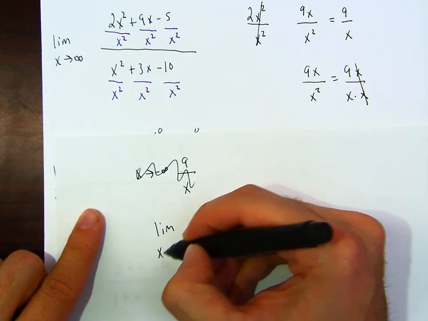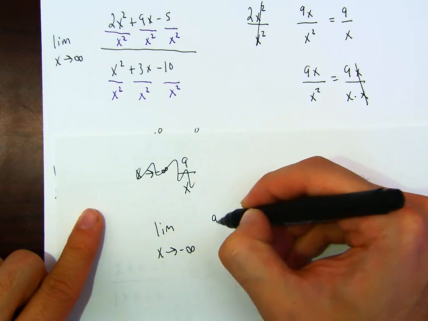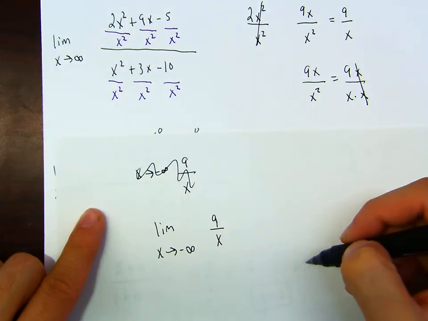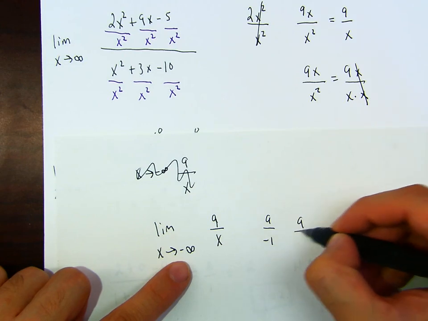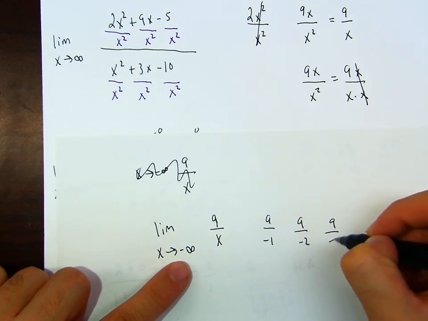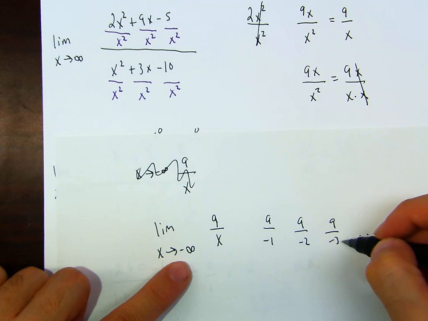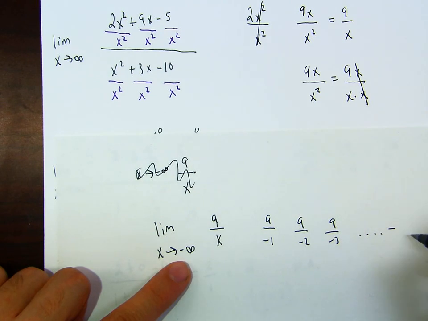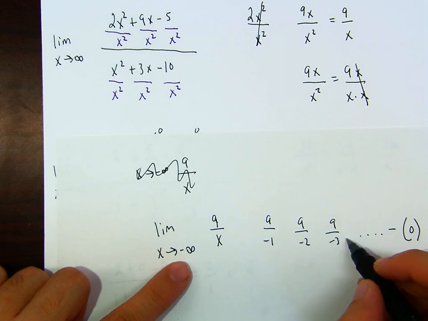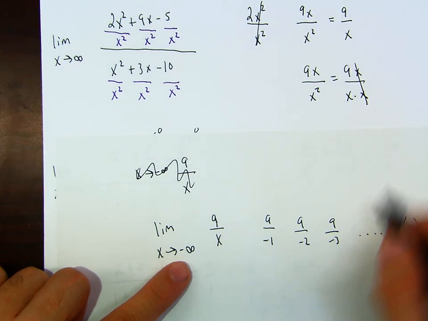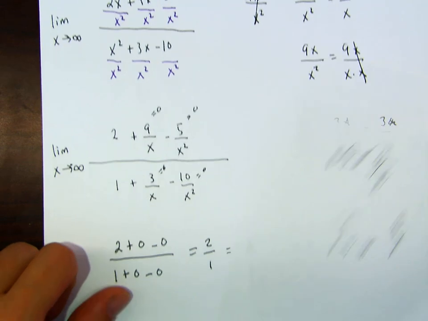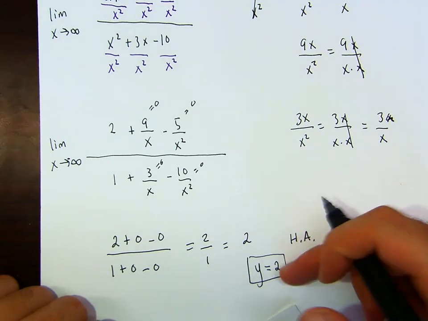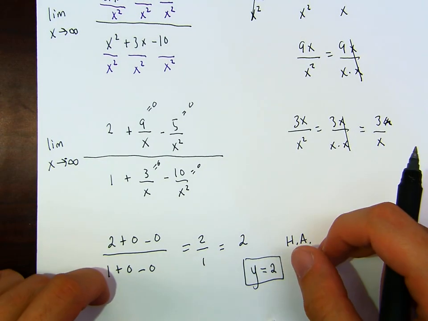Limit as x approaches negative infinity of 9 over x. This is the same idea because if I have 9 over negative 1, 9 over negative 2, 9 over negative 3, this value becomes negative, but it's a negative 0, or like a negative times 0, because this value just gets very, very small. So it won't make a difference if it was positive or negative infinity. But that's it. And we showed that the horizontal asymptote is 2.